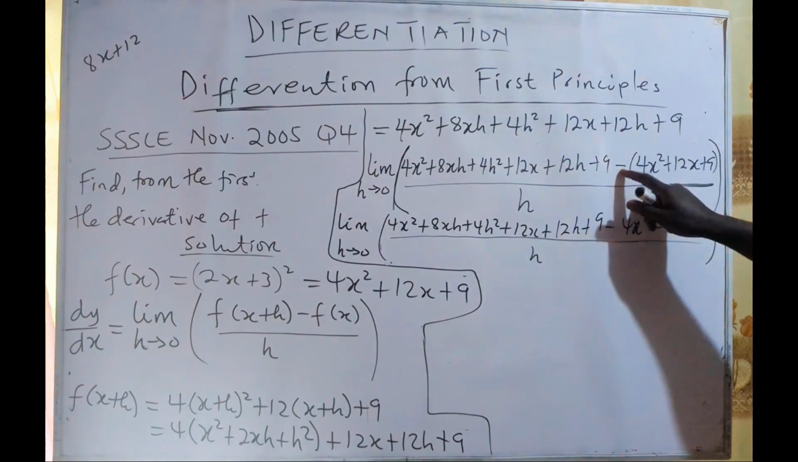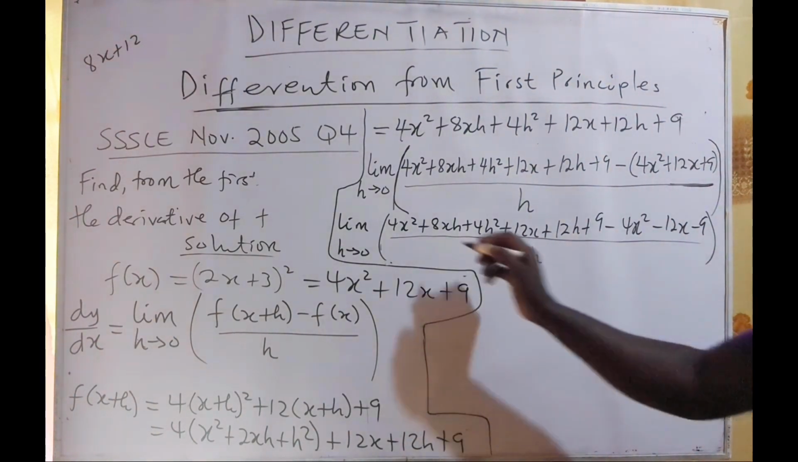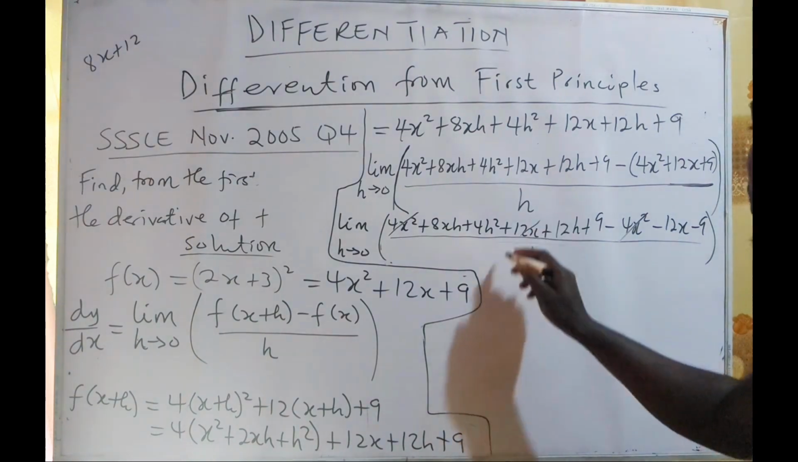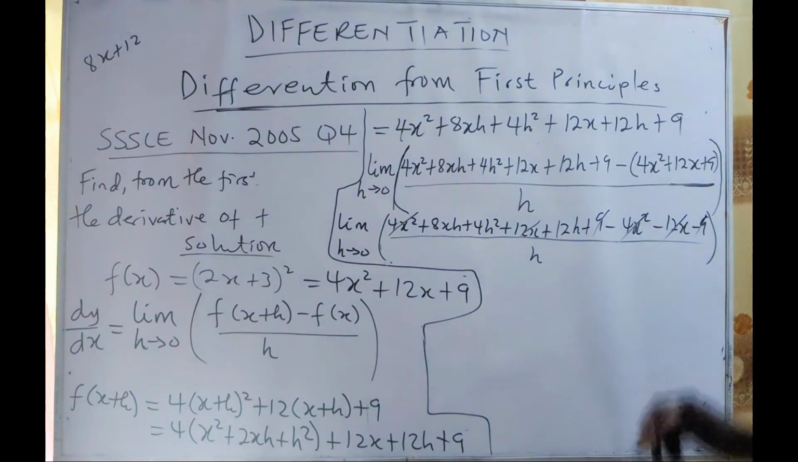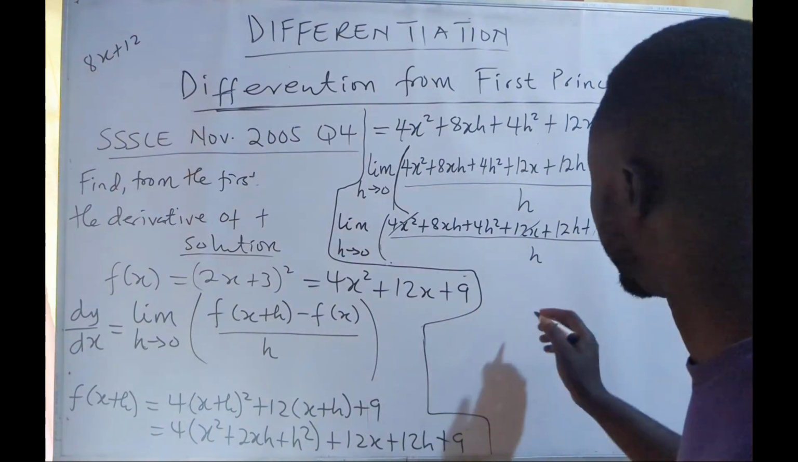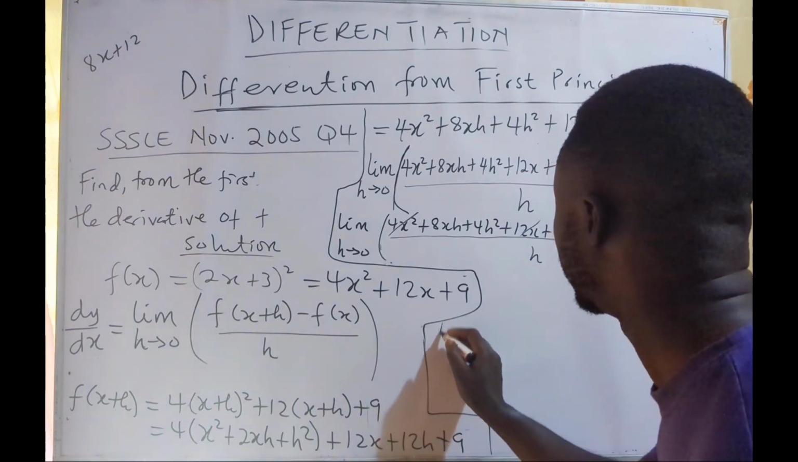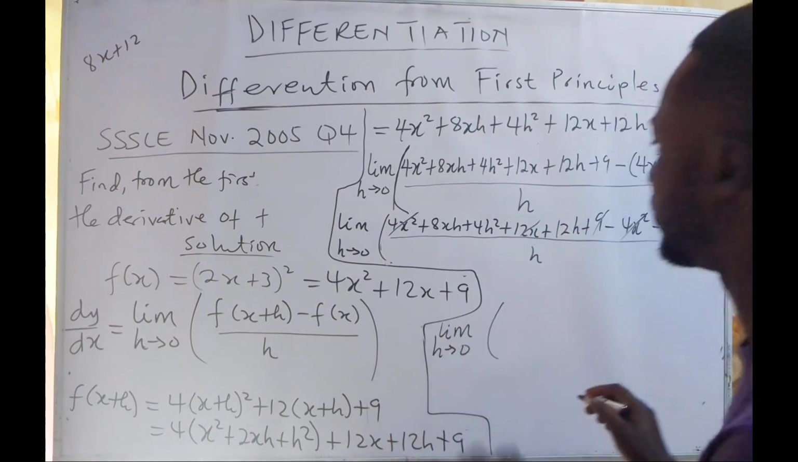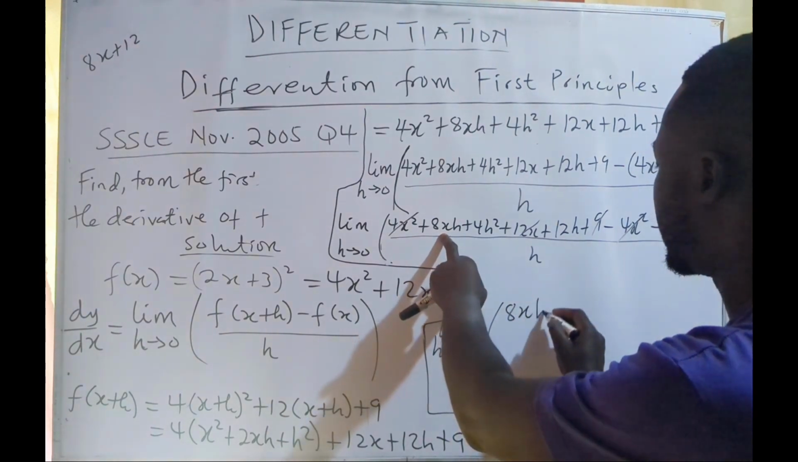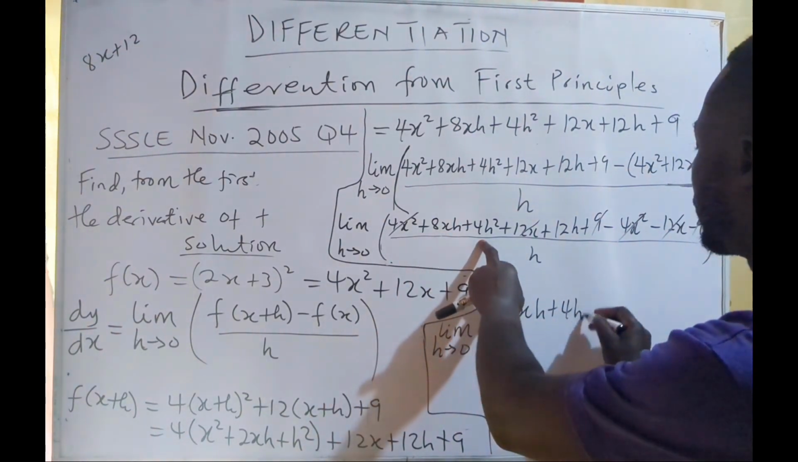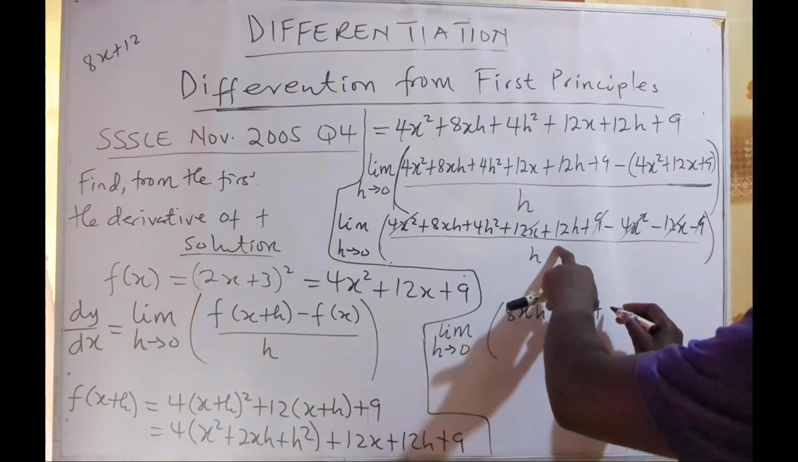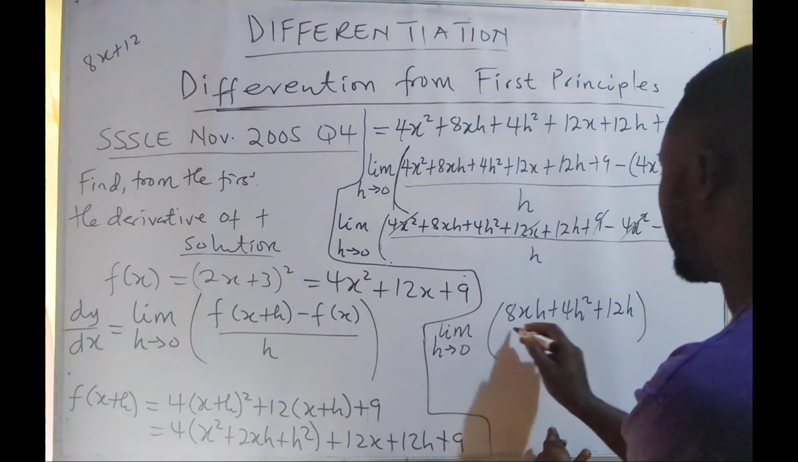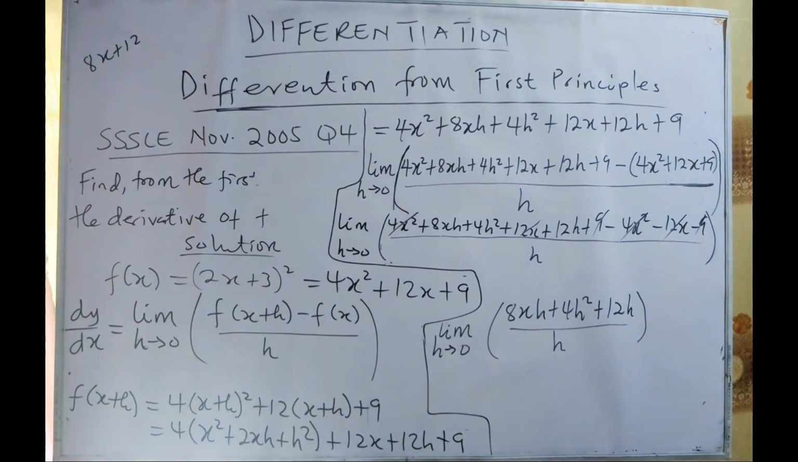So you wrote it again because we have to open the brackets here. So 4s squared here minus 4s squared will go, and then 12x, there is a 12x here, minus 12x, 9 minus 9. Okay, so our terms have reduced, so we can have the limit as h approaches 0 as 8sh, all right, plus 4h squared plus 12h. I think that is 1, 2, 3, yes, all divided by h. So this is what we have now.